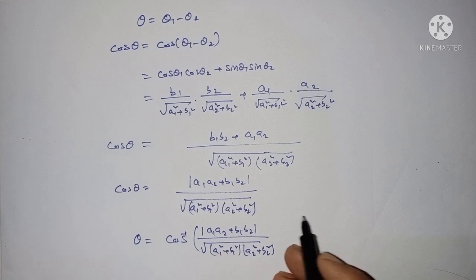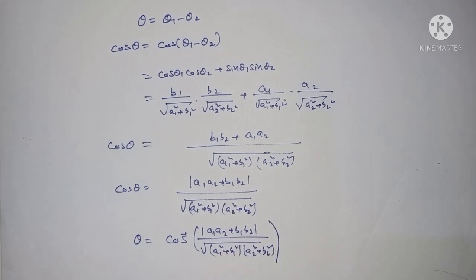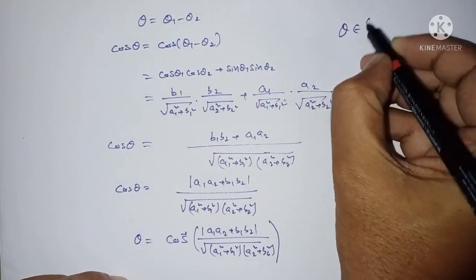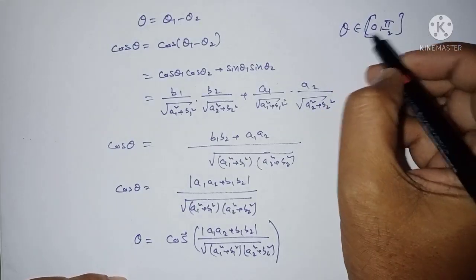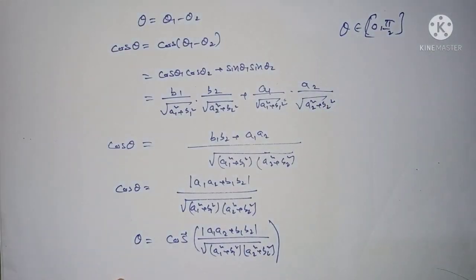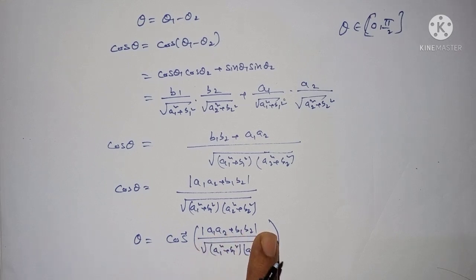Why are you taking the mod? This mod is important, because cos is positive only. First, theta is between 0 and pi by 2. You can take 0 and pi by 2 also. Therefore, the first coordinate is positive only, or the fourth coordinate. But the fourth coordinate you are not taking here, only 0 to 180 degrees. That's why you can take the cos inverse positive only. Therefore, I can take the mod value. If you have a minus, you get the plus value here.